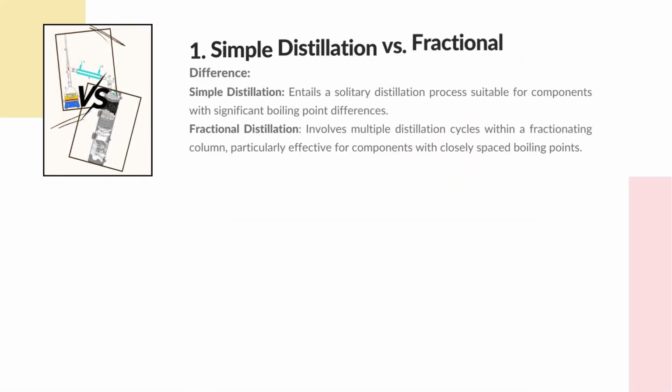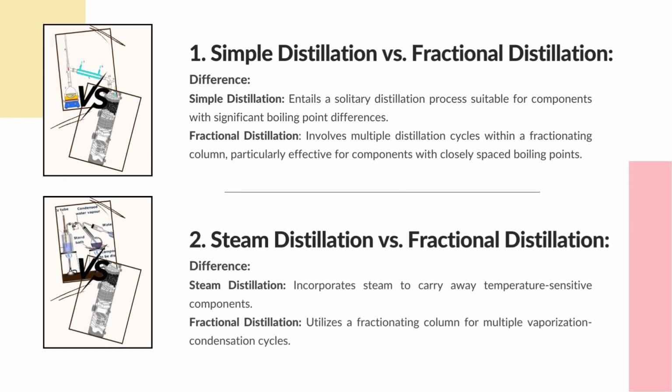Guys, now here we will be looking at a one-to-one comparison between fractional distillation column and other types of distillations. So let's begin our comparison with the first type of distillation, which is simple distillation. In simple distillation, a single distillation cycle is there, which is suitable for components with a large difference in boiling points. While in the case of fractional distillation, multiple distillation cycles are there within a fractionating column, which is ideal for components with close boiling points.